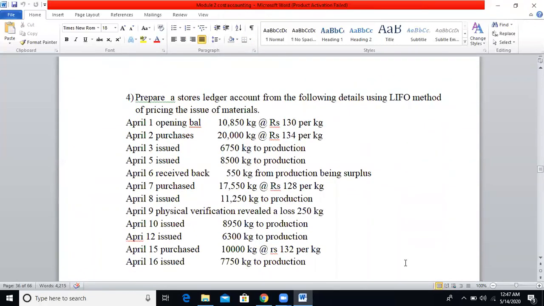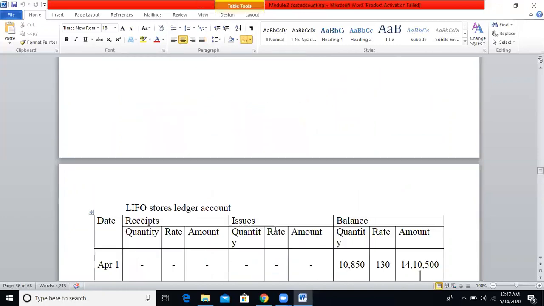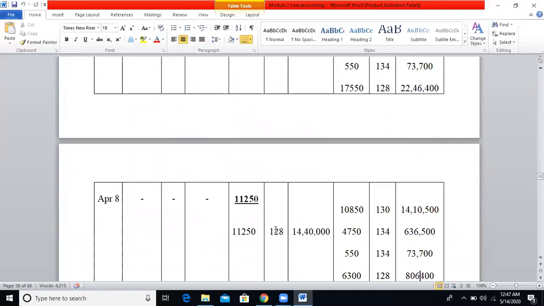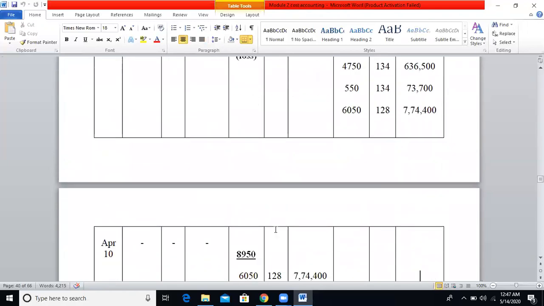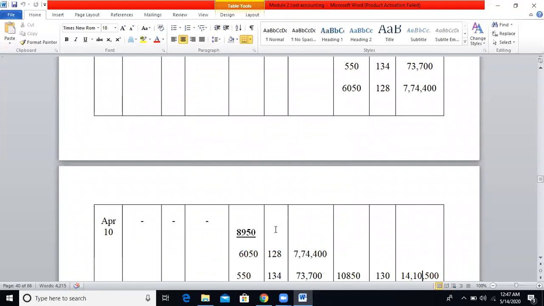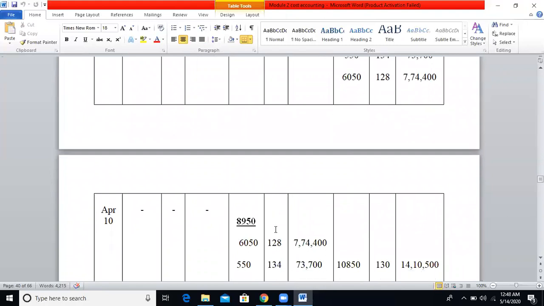The next transaction is April 10th, issuing 8,950 kg to the production department. So once again, we are making an issue, that is April 10th. The issue quantity will be 8,950.